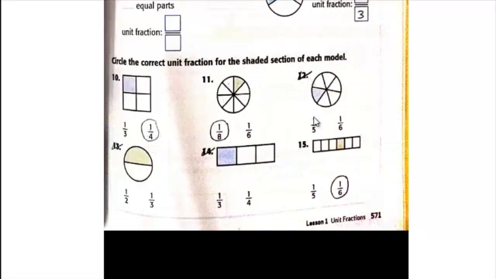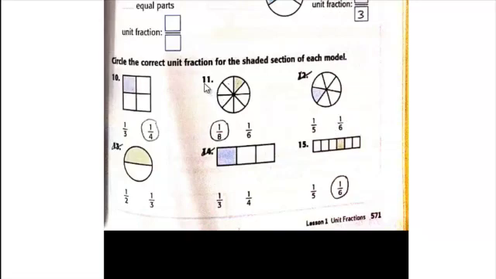Number 12. 1/5 or 1/6. First, look at the total parts, 5 or 6. So count the total parts here. 1, 2, 3, 4, 5, 6. Make a circle on this fraction. And how many parts are shaded? 1. So 1/6. Okay, make a circle here.